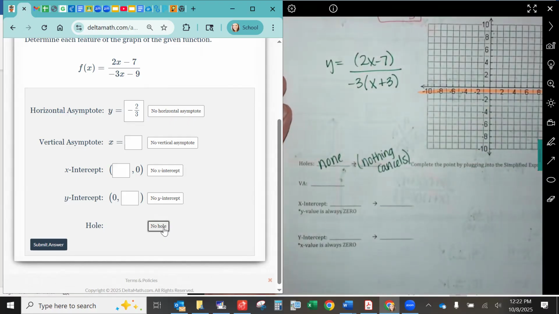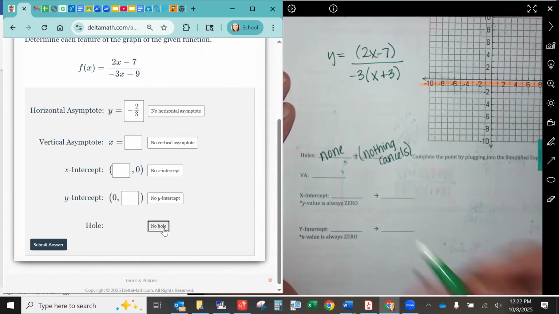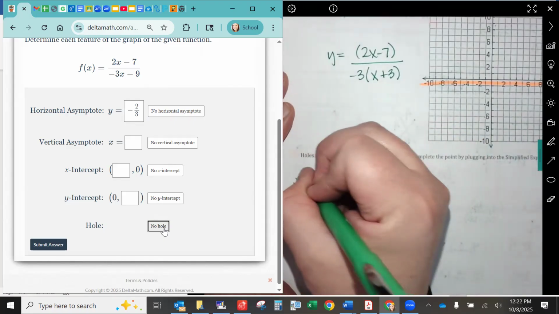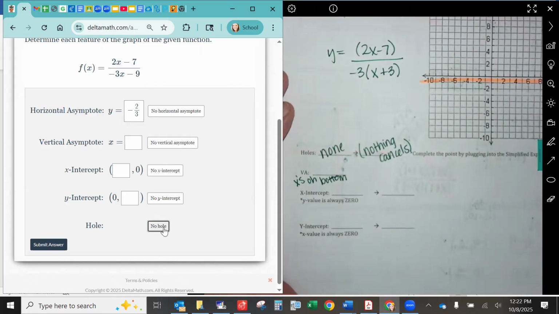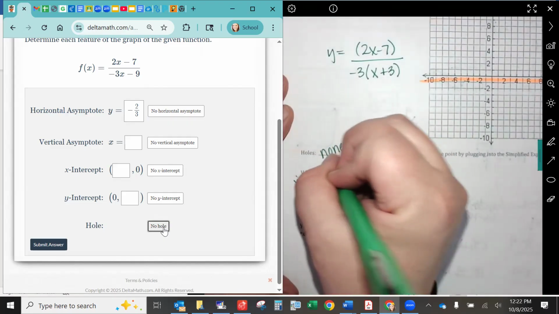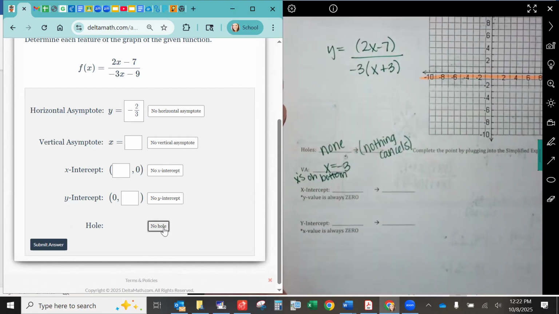Okay, vertical asymptotes come from x's left over on bottom. Do I have any x's on bottom? Yes or no? Yes, I have an x plus 3. Then where is it going to be at? What number? x equals -3. Right. So go into your vertical asymptote and type x equals -3. Because I did have an x on bottom, and it was a +3, so I type in a -3.